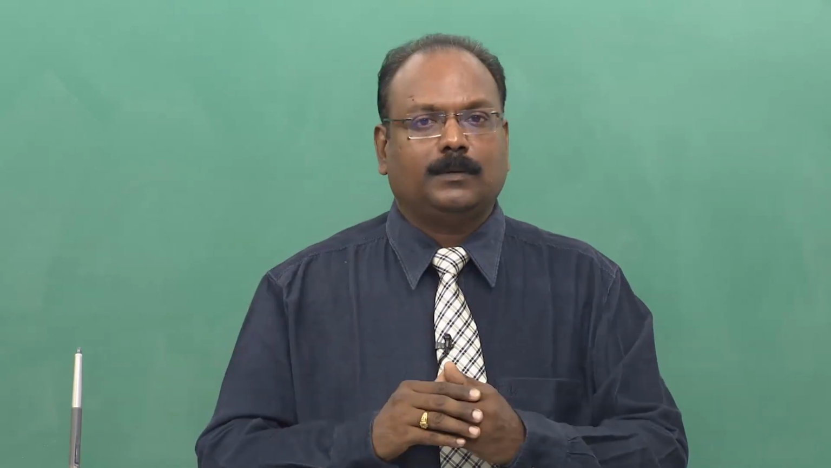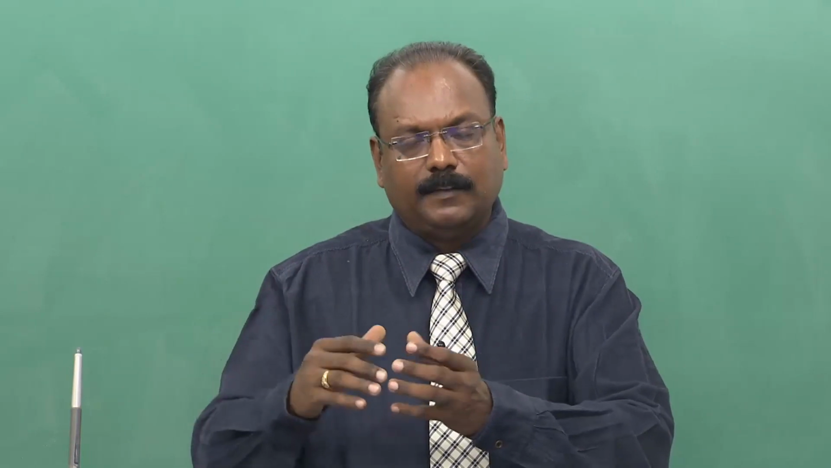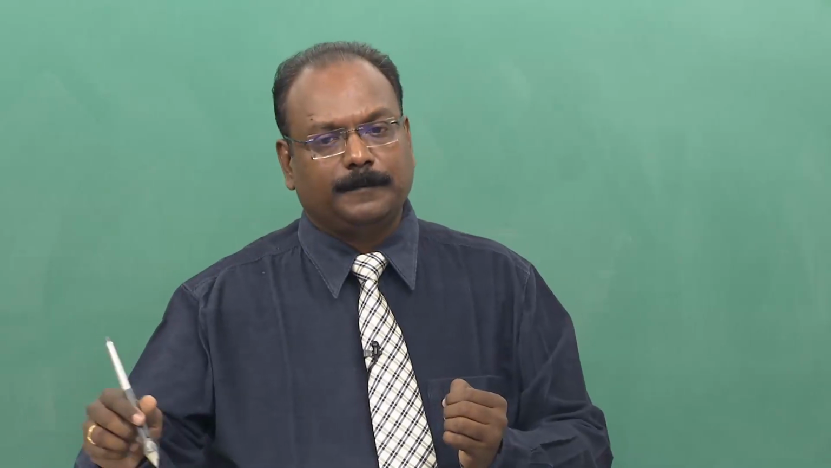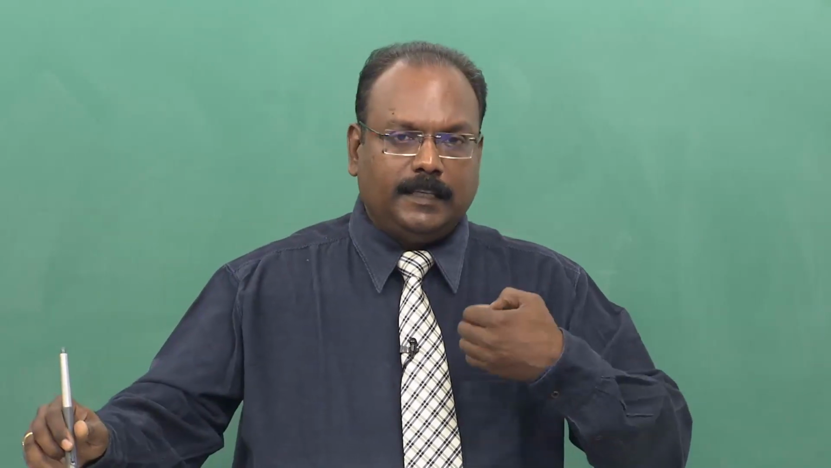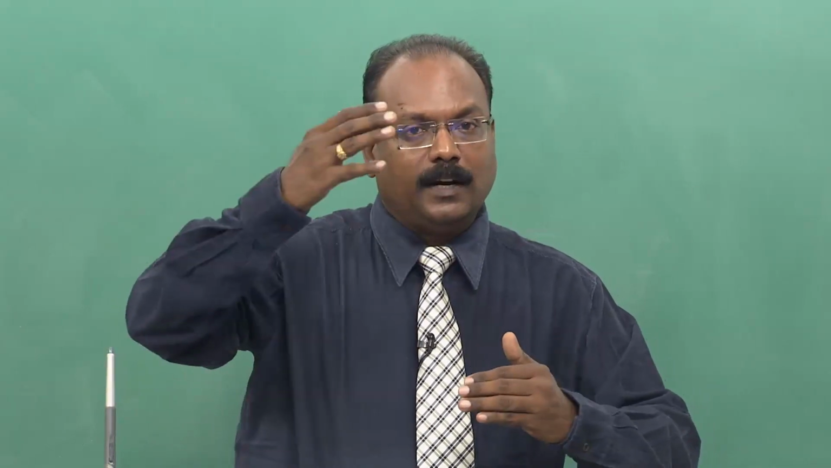So it was only 63%. Only when the next person received, about 37% of clarity went off, and he didn't bother about it. Then he sent it to the general supervisor. By the time the general supervisor received it, it became 56%. Now again the general supervisor, in downward communication, cannot go high.